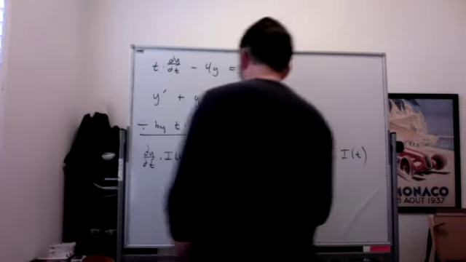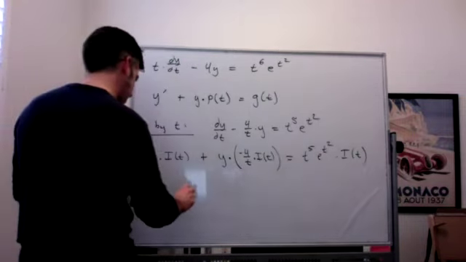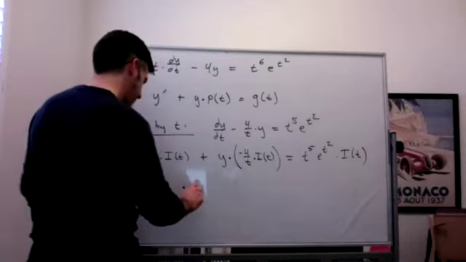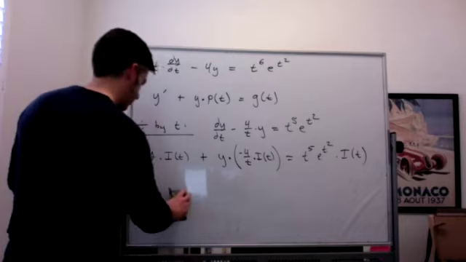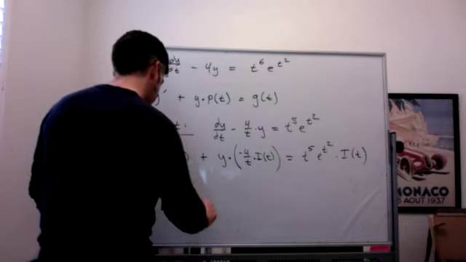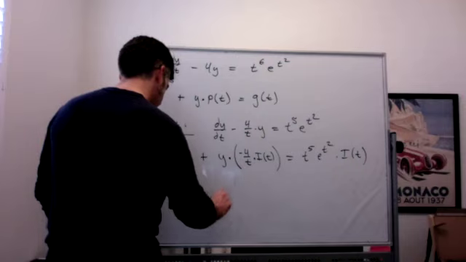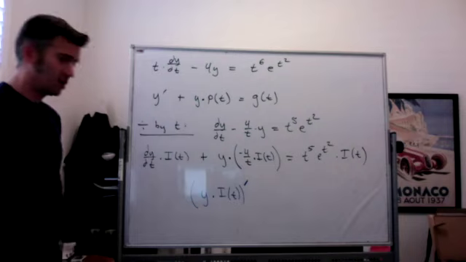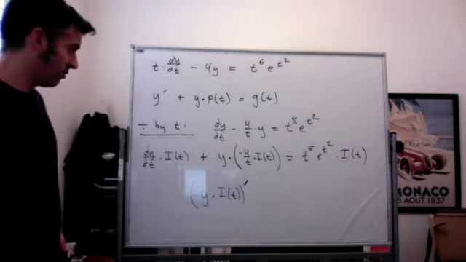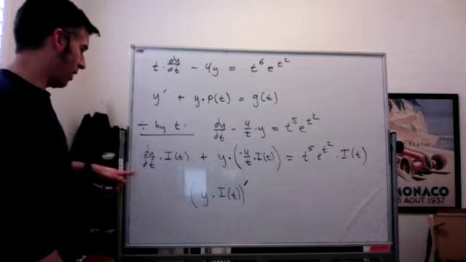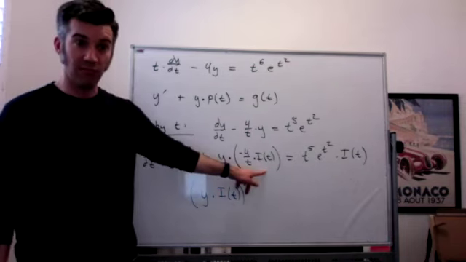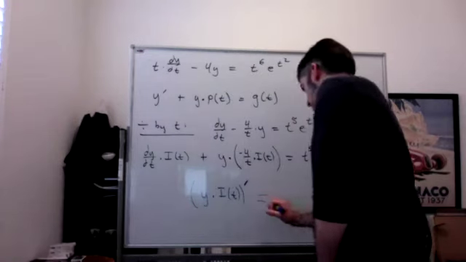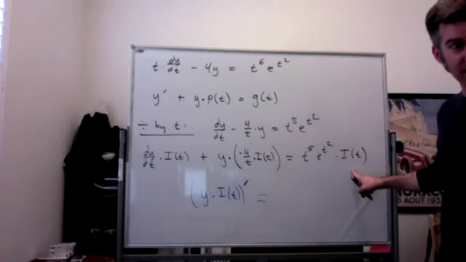So I guess what I'm saying is I'm going to take an intermediate step. I'm going to write this as the derivative of y times I. That's what that is. It's y prime times I plus y times I prime. The derivative of y times I equals, let's actually fill in what I of t is over here.